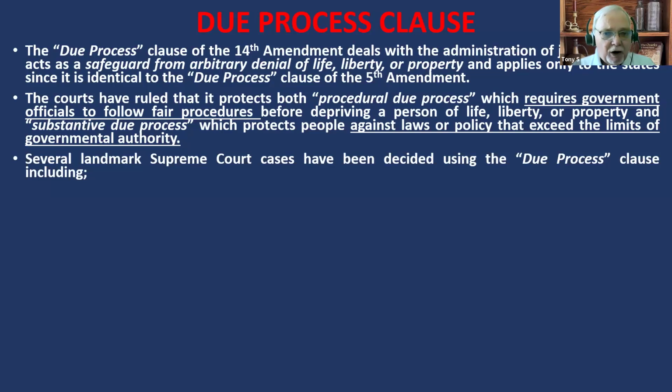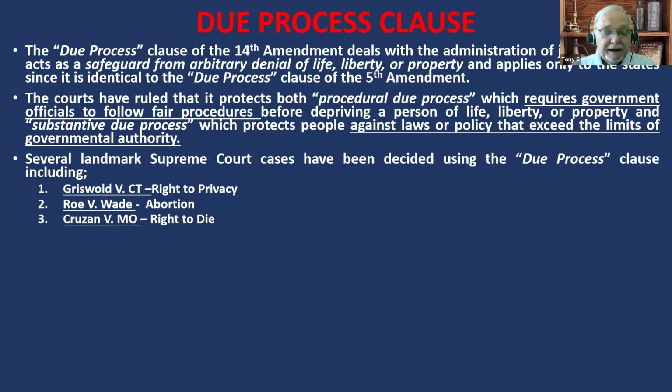Now, there's been a whole lot of Supreme Court cases that had to do with due process, and we've talked about some of them. A lot of them had to do with abortion. Remember Griswold versus Connecticut established the right to privacy, which ultimately led to the right to abortion in Roe v. Wade. And then there was this process of a right to die, Cruzan versus Missouri. Although in Cruzan's case, the courts came back and said, no, you don't have a right to do that.